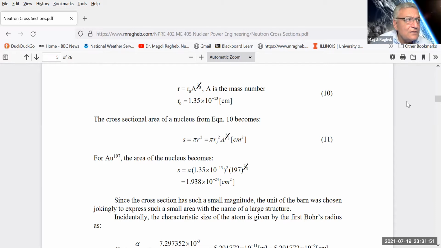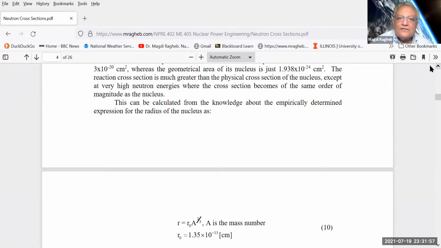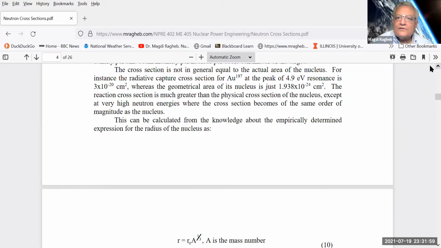The actual measurements of the radii of atoms in general depend on their volume. So if we talk about that cross-section, it is not in general equal to the actual area of the nucleus. It is more a description of the probability of its interaction in different ways with the incoming neutrons at different energies.